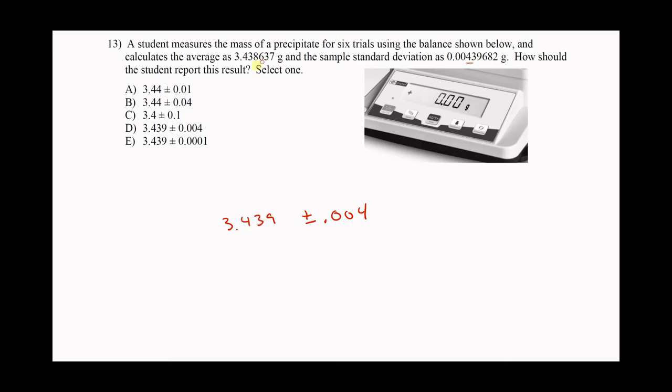That 6 will have the 8 round to a 9. And then, are we doing better than the instrument? The instrument is 0.01. Yes, we're doing better than the instrument, so we can't use this. We have to go 3.44. We can't do any better than this.